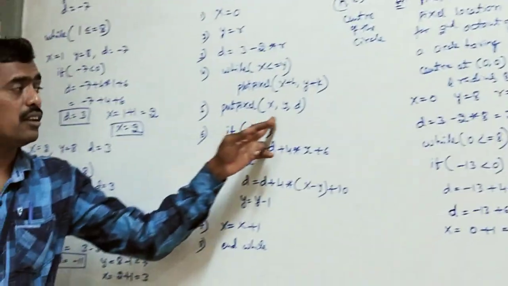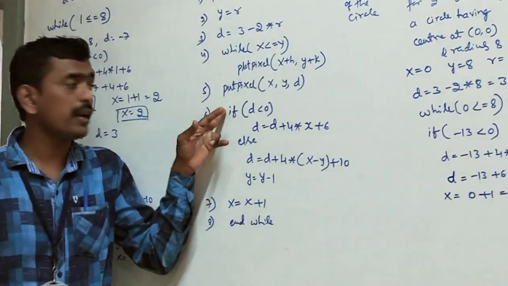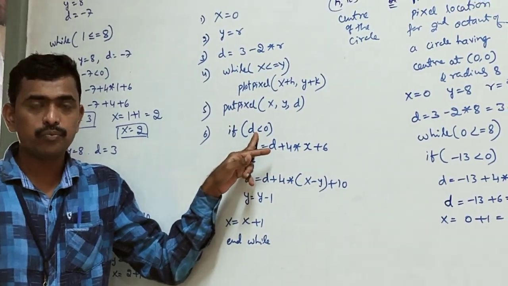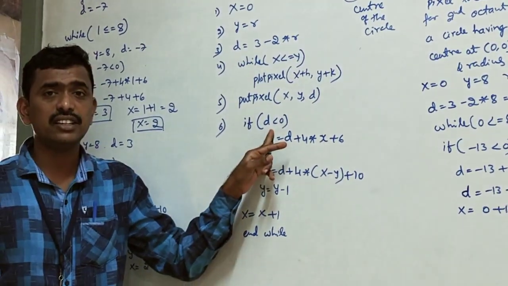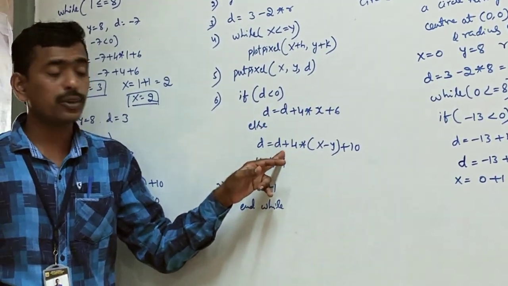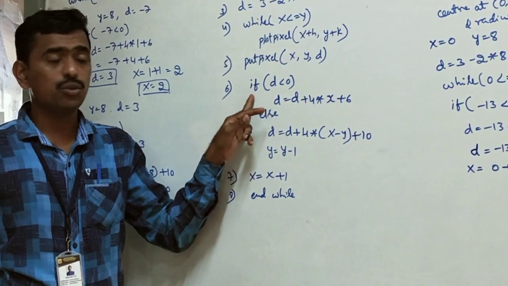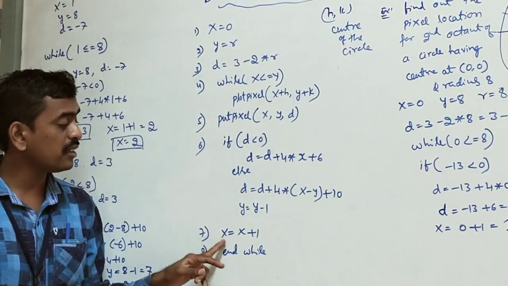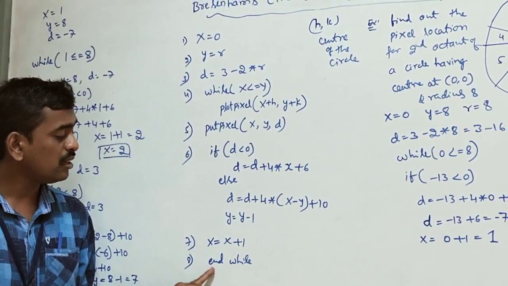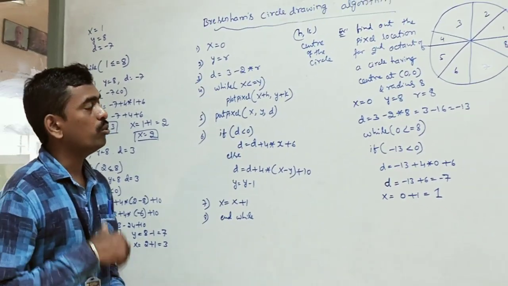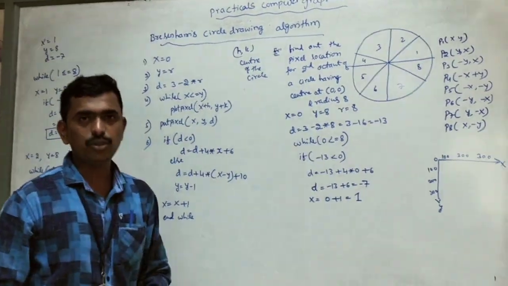Put pixel x comma y, d. Step number 5. Step number 6: if d less than 0, it is an if-else condition; the condition is either true or false. Step number 7: x equals x plus 1, an increment. Finally, end. This is the algorithm to draw a circle using Bresenham's.